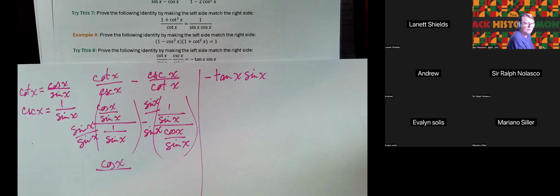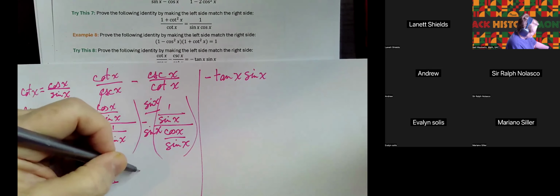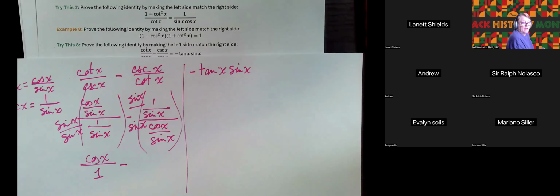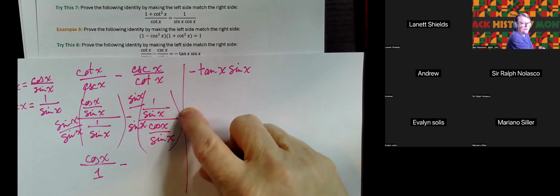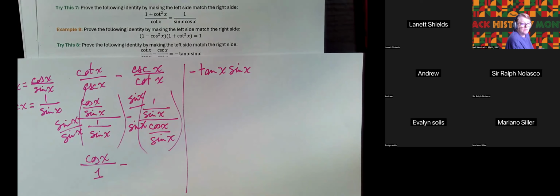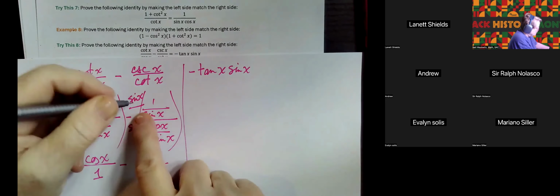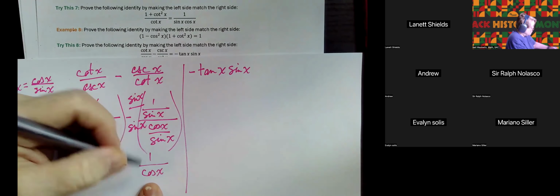And in the denominator, 1. Good. That's cool. And in the numerator of the second fraction, the sines divide out. What's left? One over cosine. Yeah, if we do the whole thing over, yes. So in the numerator, 1 is left. In the denominator, cosine is left.